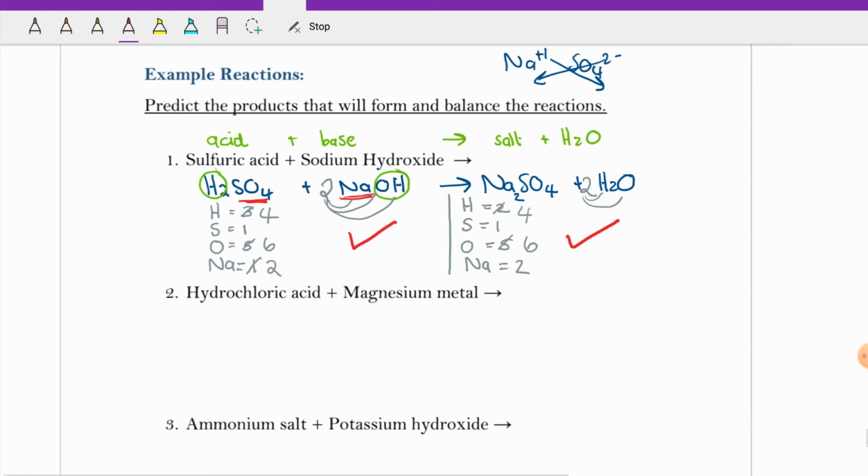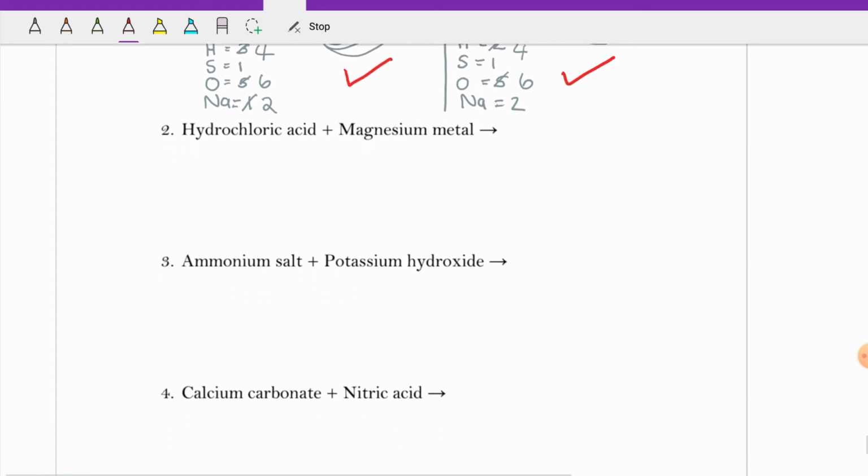If you look at the next example, hydrochloric acid with magnesium. So you can see you have an acid, and when you react an acid with a metal, you have a salt forming plus hydrogen gas.